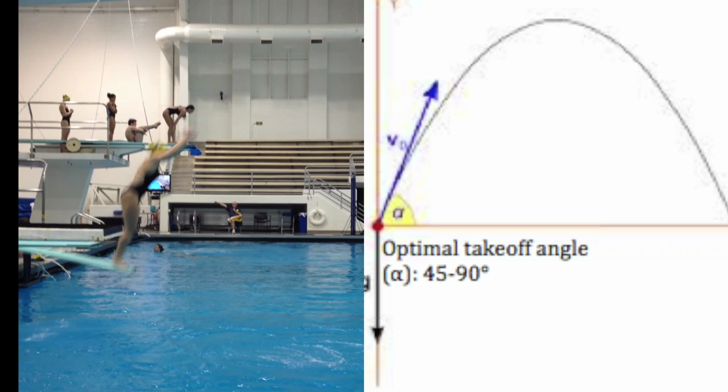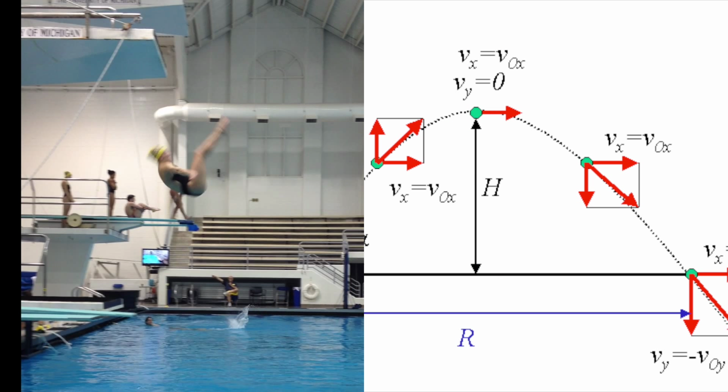This is because she is trying to go as high as she can in order to get as much flight time as possible, but she must also have enough horizontal motion so that she does not hit the board. At the peak of her trajectory, her vertical velocity is 0 meters per second.